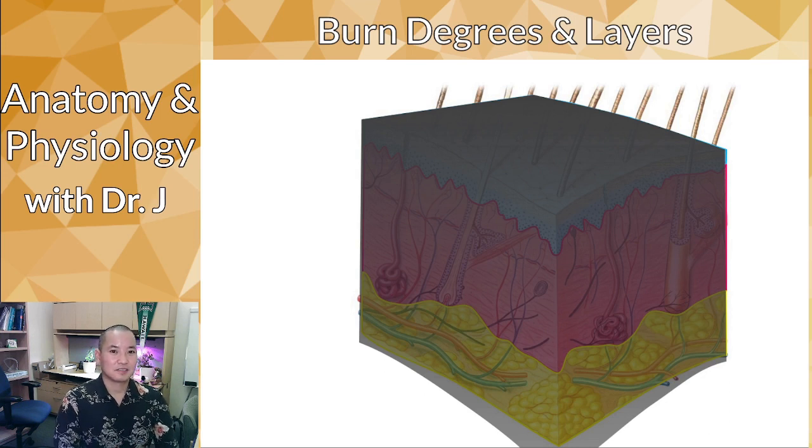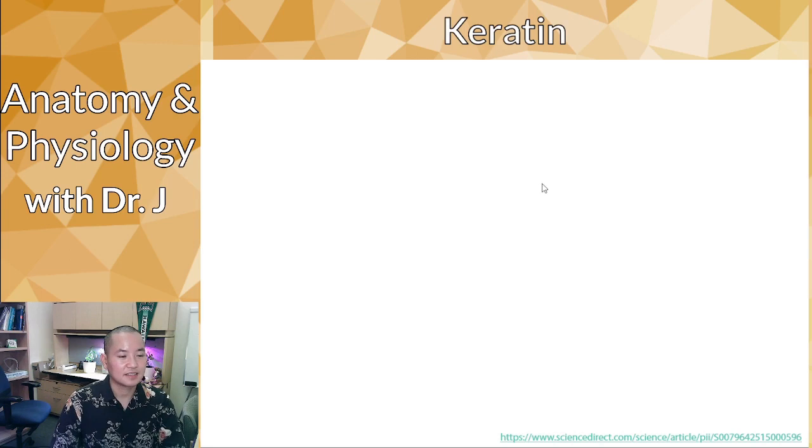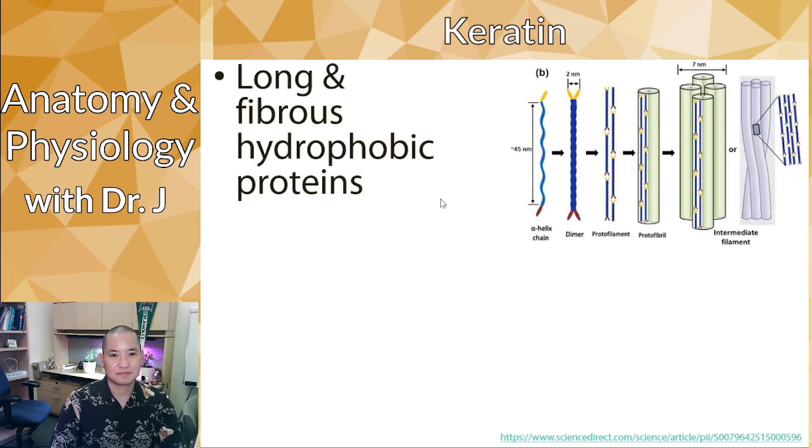So I just want you to know the first three degrees. First degree, the outermost superficial layers. Second degree, you have some penetration into the dermis, and then third degree, all the way past the dermis. Now keratin. So remember, throwback to keratin.